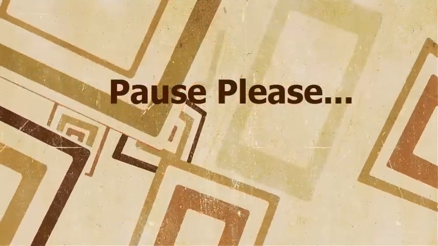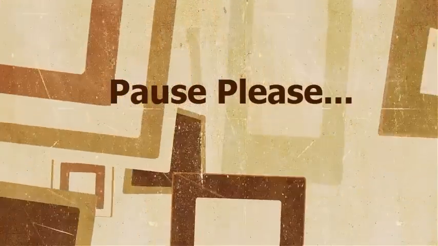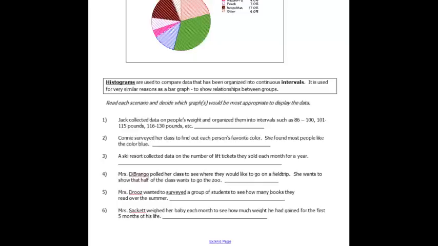So pause here, read through these next 6 questions, and tell me what you think would be the best graph for each. In the first one, the key word is interval, and we would use a histogram. In the second one, most people like the color blue. We're having different colors. We're comparing them. I would typically say a bar graph, although a circle graph is sometimes appropriate there as well.